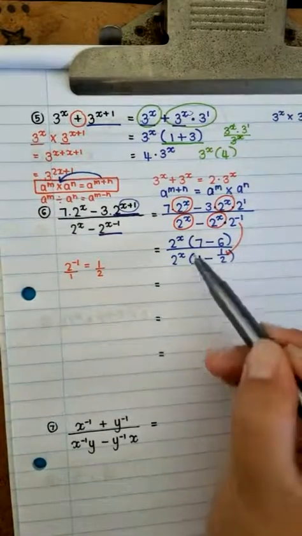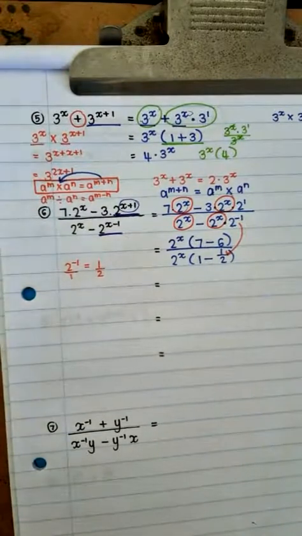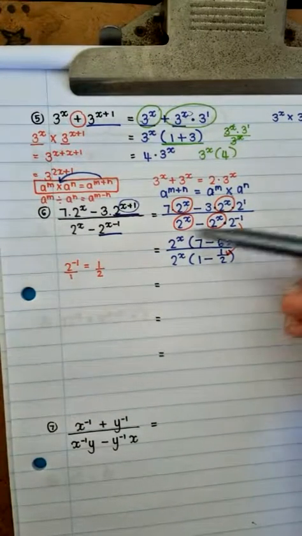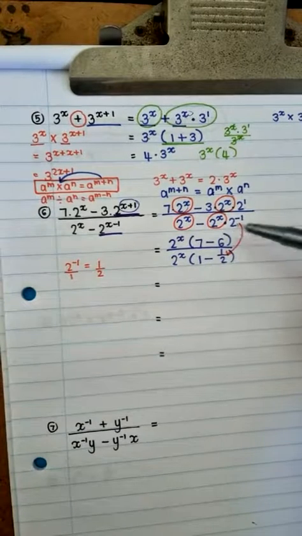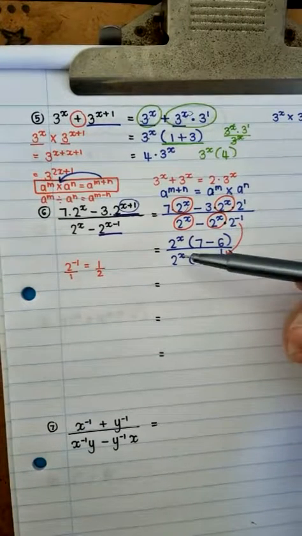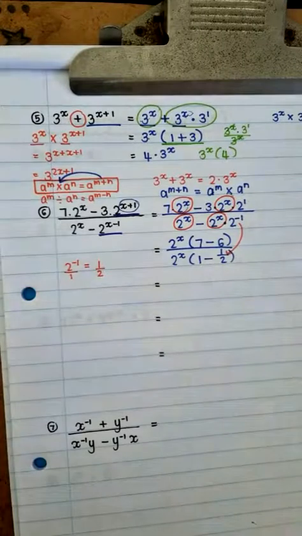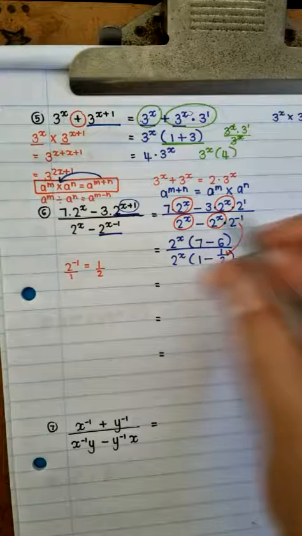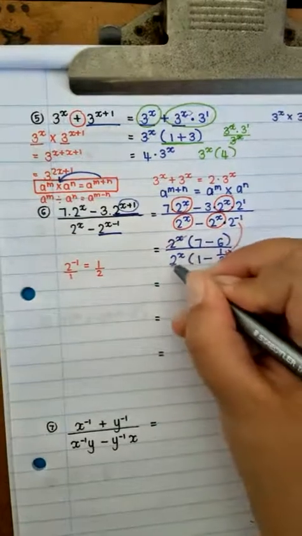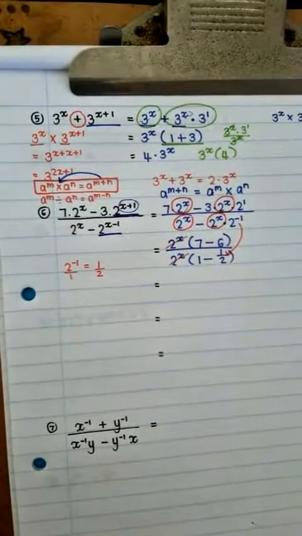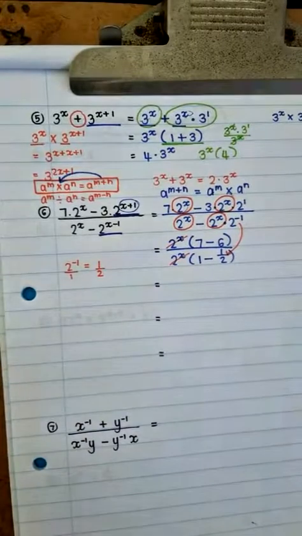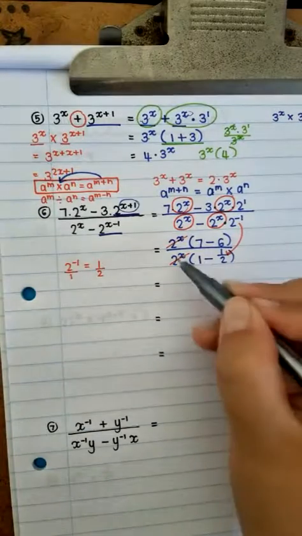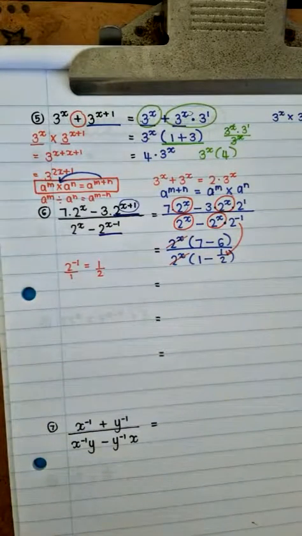Now guys, the important thing here is that this is much easier to work with because we have one term at the top. It's 2^x times a bracket. That's one term. And one term at the bottom, 2^x times a bracket. So now, if we have the same thing at the top and the bottom, we can actually cancel those things out. Which is perfect because we have a 2^x and a 2^x. I can cancel them out. What is 2^x divided by 2^x? Anything divided by itself is 1. So those 2^x's have fallen away.